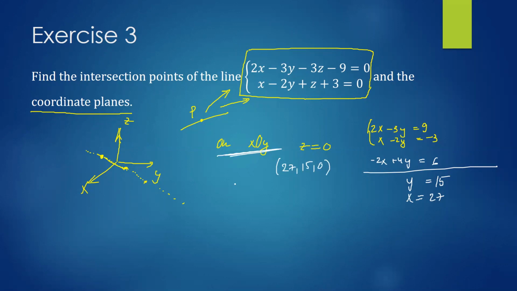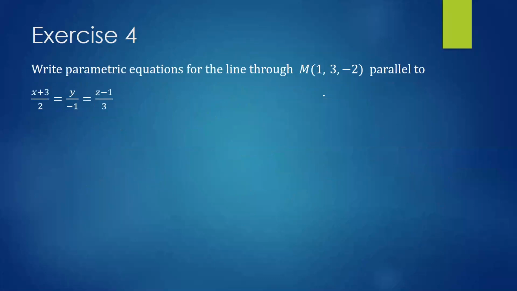For the intersection point with the xz plane, we would have to take y equals 0 and find the next intersection point. For the intersection point with the yz plane, we take x equals 0 and find the third point. So we did not really need to find the direction vector. We did not need to find the canonical equations for this line. So sometimes we don't need to go to the extremes and do that much.